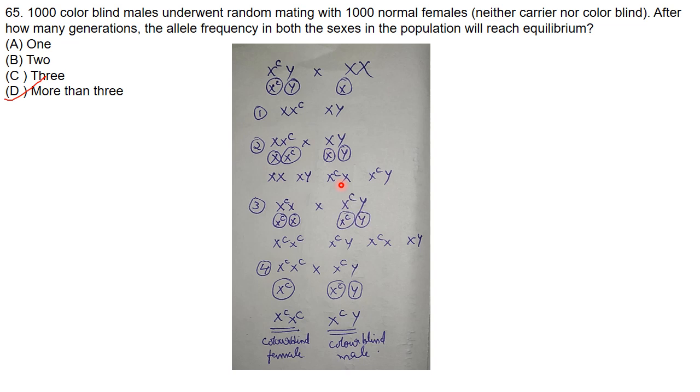Out of this, the carrier female will again cross with the carrier male, not the colorblind male. Then they will give rise to the third generation. Then comes the fourth generation. In the fourth generation, you see that colorblind female is equal to colorblind male, 50-50. So they have asked when the allele frequency in both the sexes in the population will reach equilibrium: it is more than 3. Answer is option D.